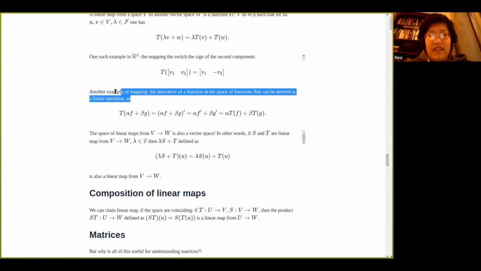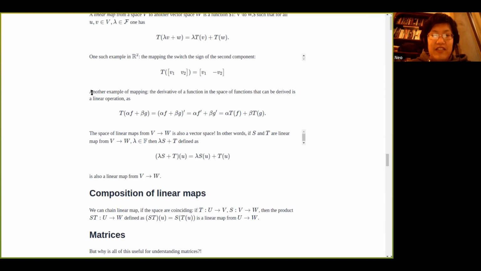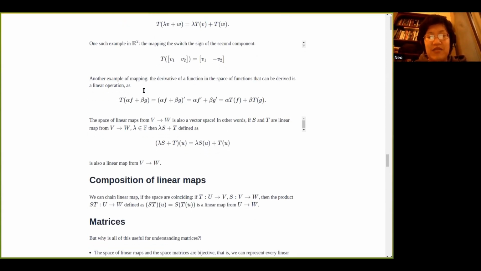A second example of this, which is not trivial, is that the operator to differentiate functions is also a linear transformation. If you ever did some function calculus, you'll see that this is how we define the derivative operator, and you can see it's also linear. And so if you're interested, you could do linear algebra on the space of functions that can be differentiated, and you could still have this.